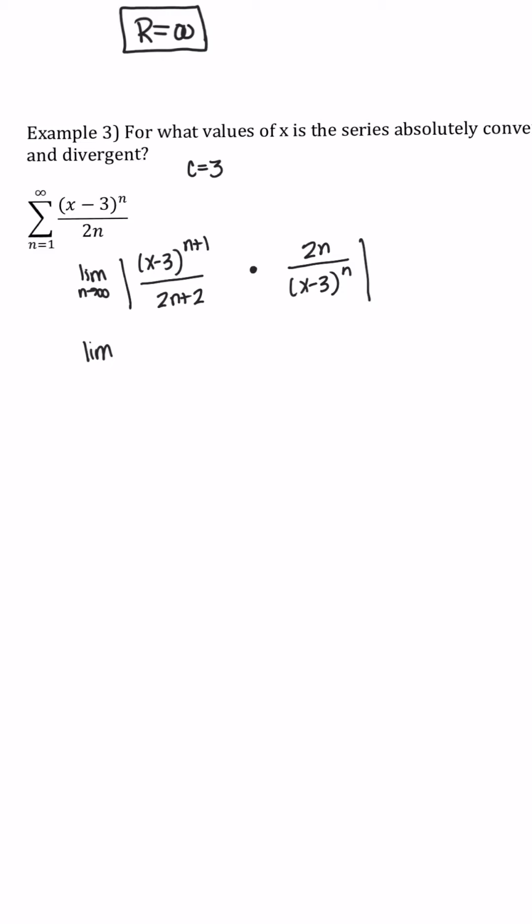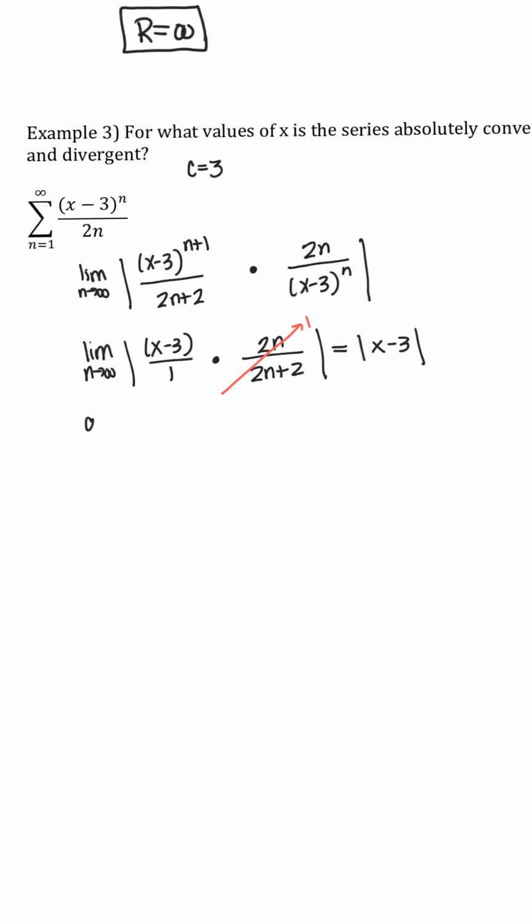Let's clean this up. I'll have the limit as n approaches infinity. The x minus 3 to the n will cancel out, leaving me with just one x minus 3 in the numerator. And again, I like to put my polynomial n stuff with an n over to the side. So I have 2n over 2n plus 2. So now I'm isolating this limit, and this limit will be equal to 1. So therefore, my big limit is equal to the absolute value of x minus 3.